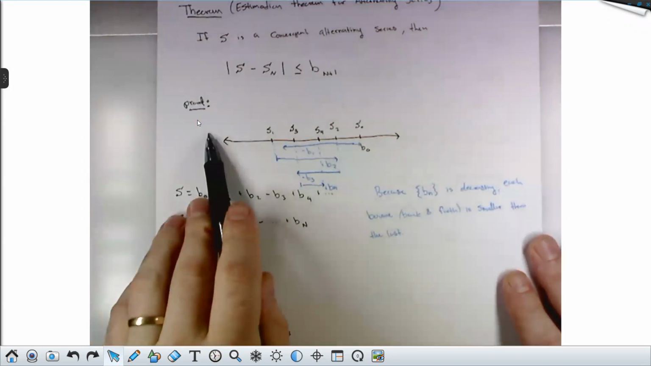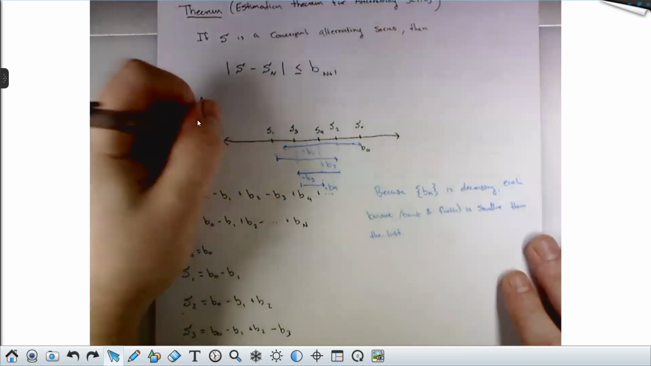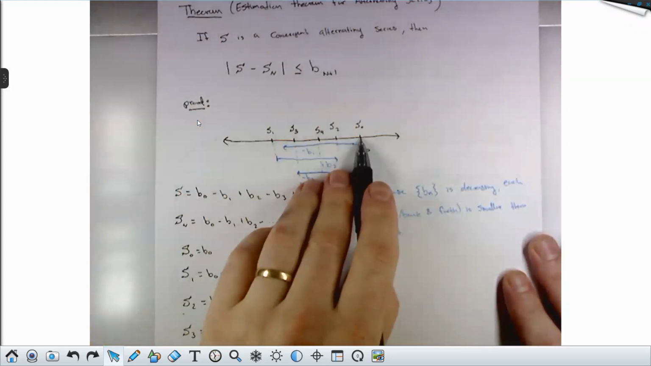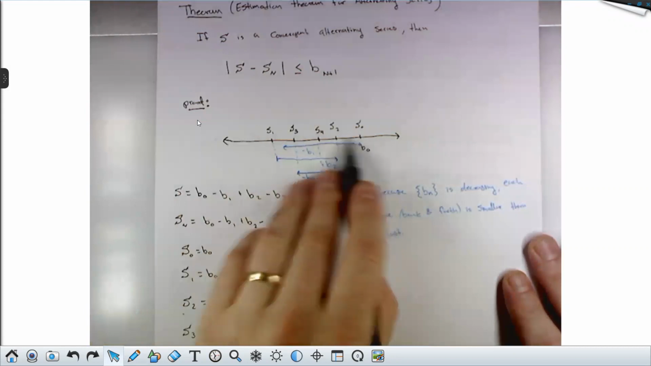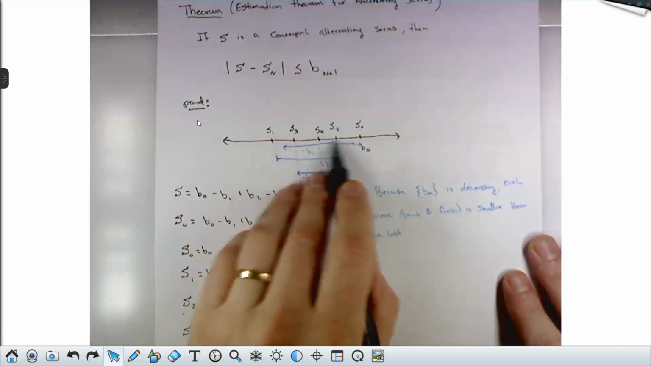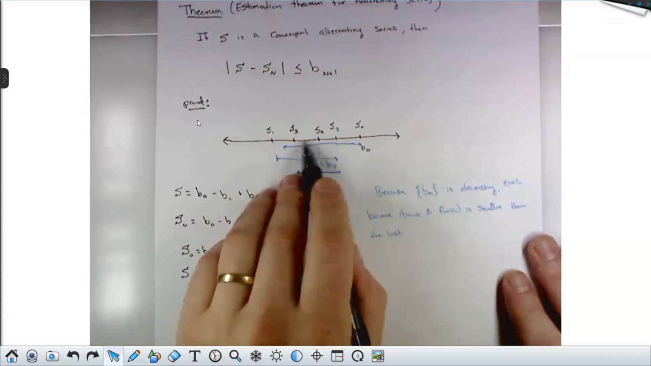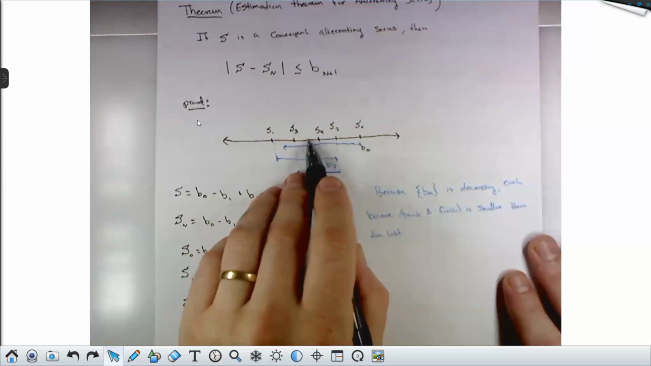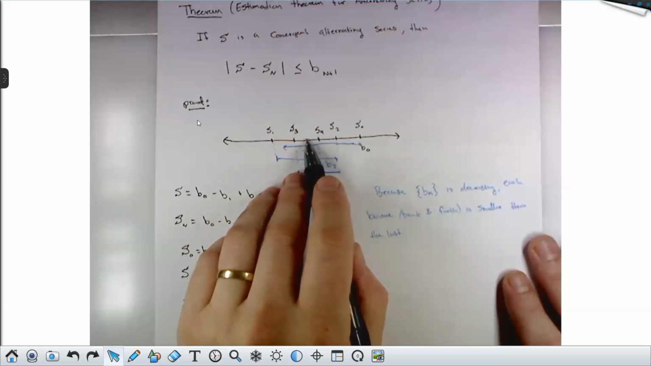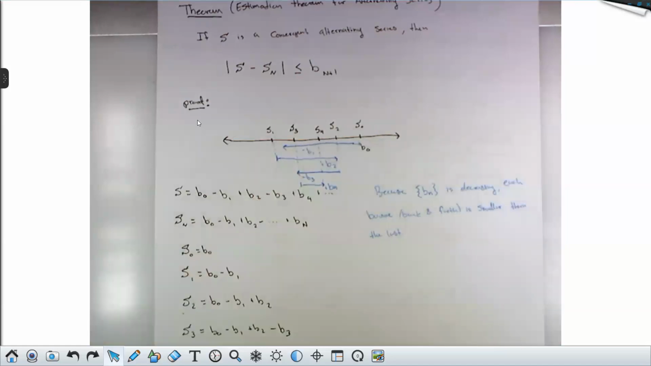So you start somewhere over here. S0 is somewhere over here. S0, your 0th partial sum, then S1, your next partial sum, then S2, your next partial sum, then S3, then S4. S5 would have to be between S3 and S4. And then S6 would have to be between S4 and S5.